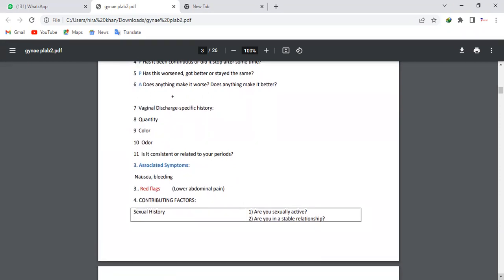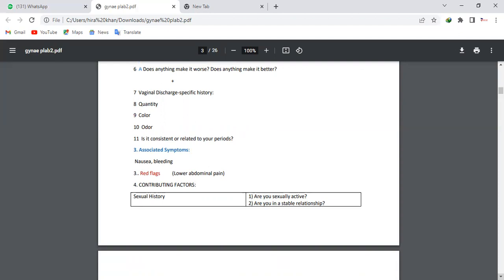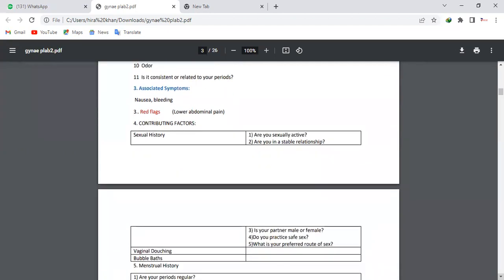She is having discharge. Now you have to know why she is having this discharge. You should know the cause. Because by knowing the contributing factors, you would be able to identify whether it might be STI or non-STI. So you have to ask about the contributing factors as well.